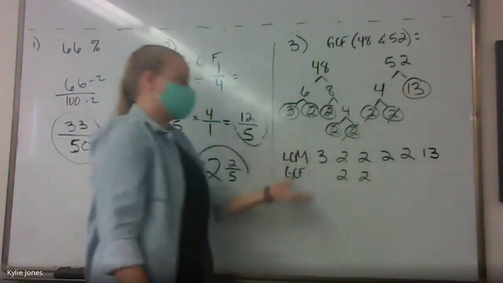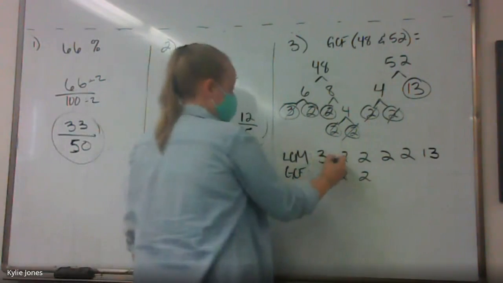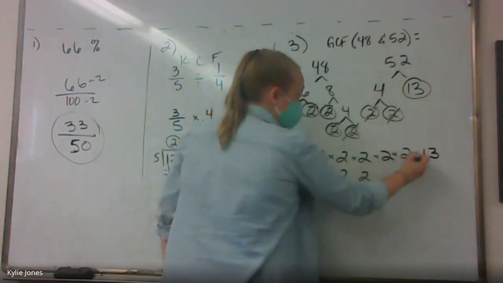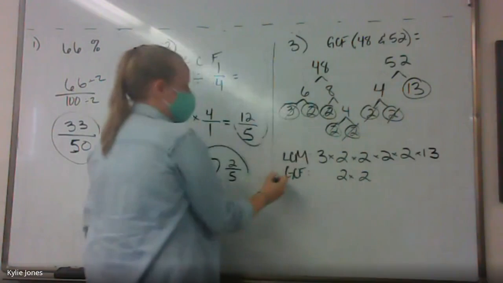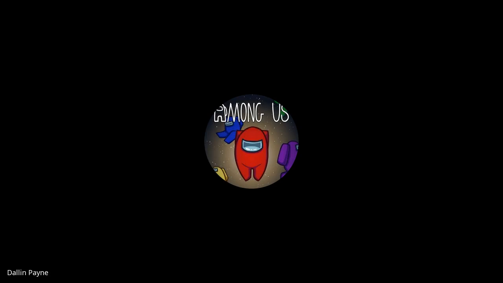Good. So now I have all these random numbers. What do I do with them? Multiply them. Good. Multiply. Okay, but we only need the GCF. So what is 2 times 2? 4. What would the top be?